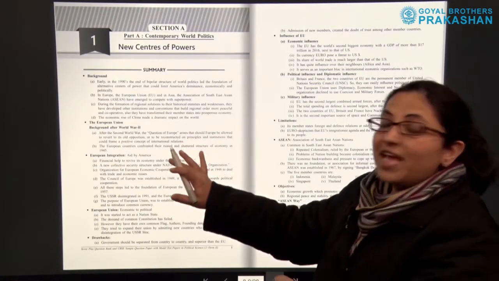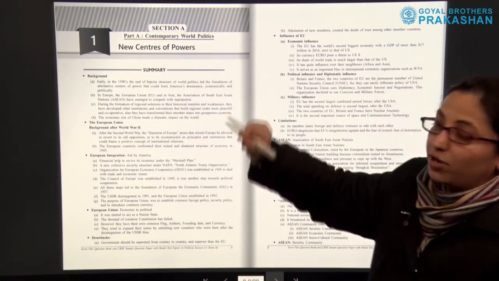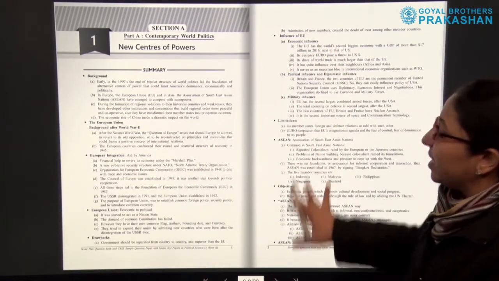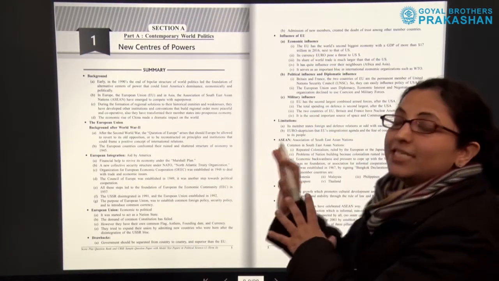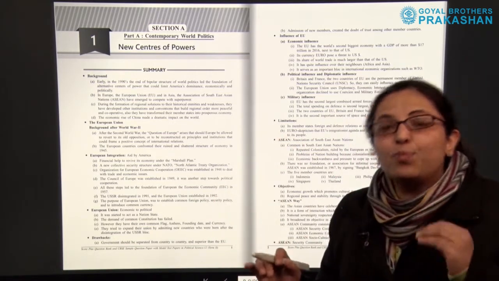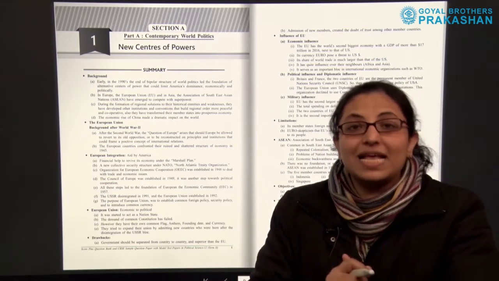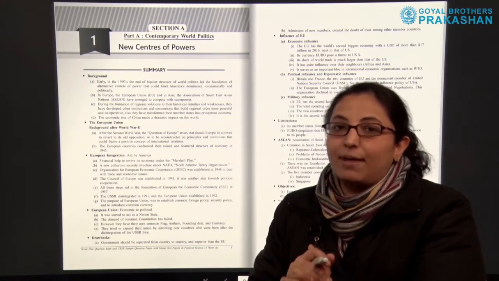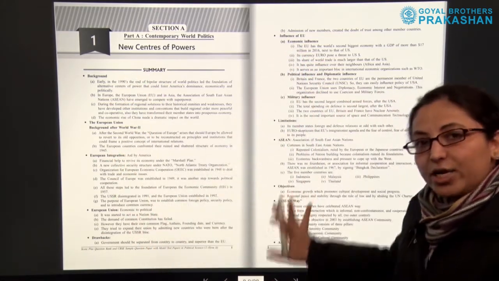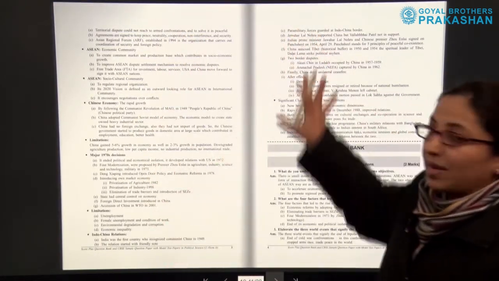To start with, we have section A, part A, which is contemporary world politics. If you note, we have the summary in the starting of the chapter. All the summary, all the important points have been given in the starting of the chapter, that too point-wise, for the simple reason that the child can revise and recapitulate the whole chapter in a very short while. So you see, the summary is given point-wise in the starting. So this is all the summary.